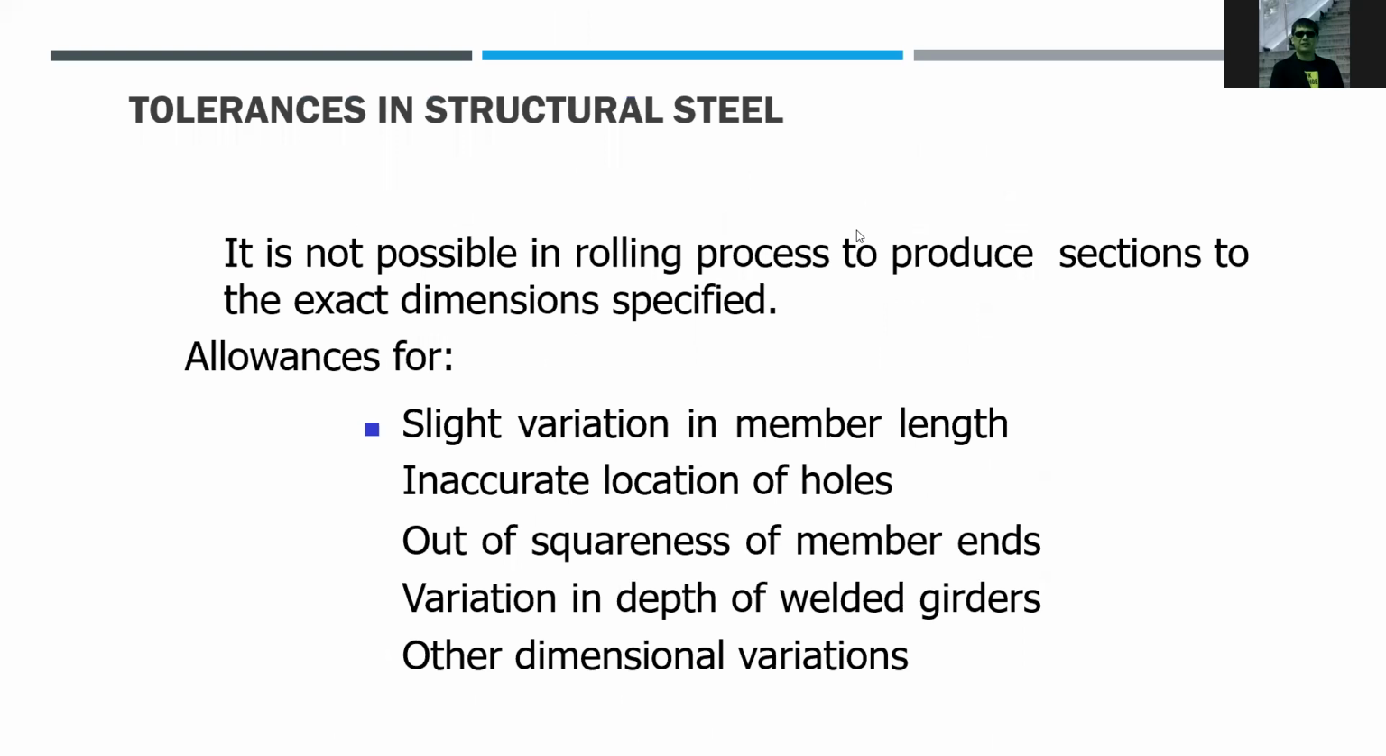So, tolerances in structural steel. It is not possible in the rolling process to produce a section to the exact dimension. So there are what you call tolerances. You cannot produce an exact dimension from one end to the other end. There are slight variations in members' lengths or inaccurate location of holes in the metals, and out of squareness of the members. If you order square or tubular bars, sometimes the squareness differs from one end to the other end. There is also variation of depth of welded girders and other dimensional variation. So these are the tolerances in steel structure or structural steel members.